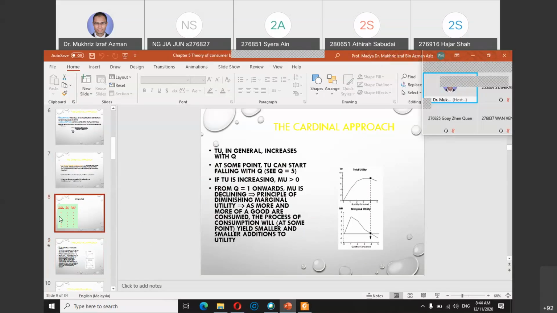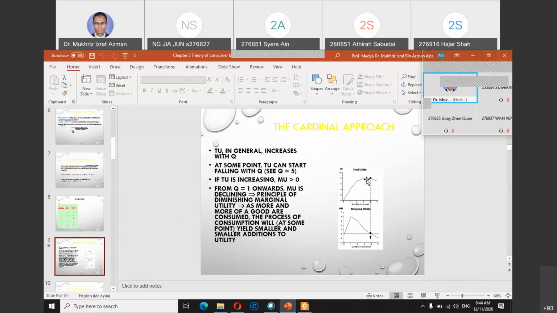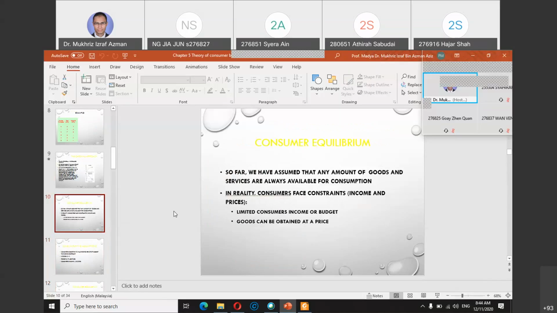You can visualize this from the simple diagram or table here. Your TU keeps on increasing. Once it reaches the maximum at 8, your MU will be equal to 0, and once you start consuming unit number 5, your TU starts to decrease and your MU starts becoming negative. That's what you see here. Once your TU starts to decline, your MU goes below the zero point. So this is the simple concept of TU and MU.